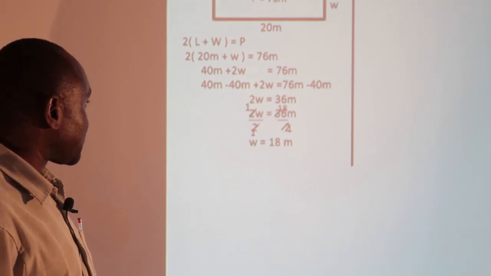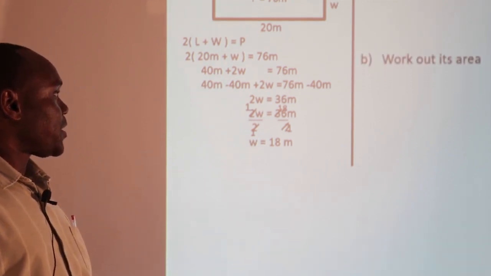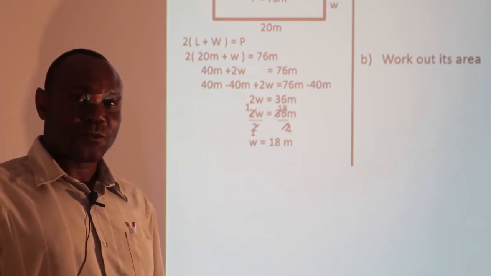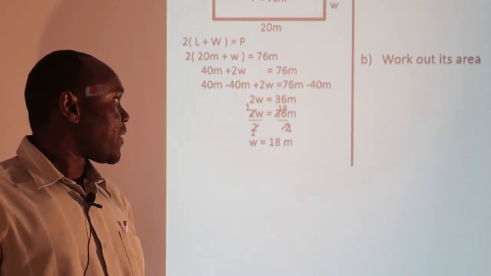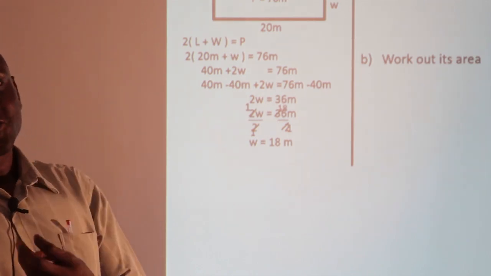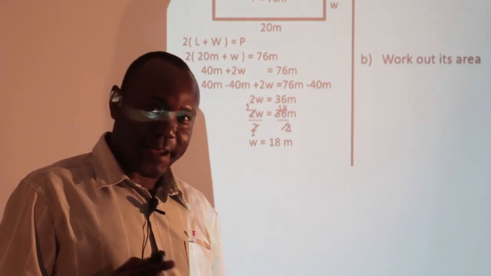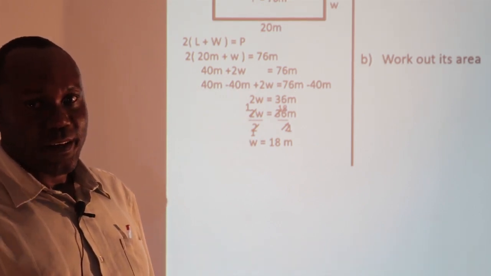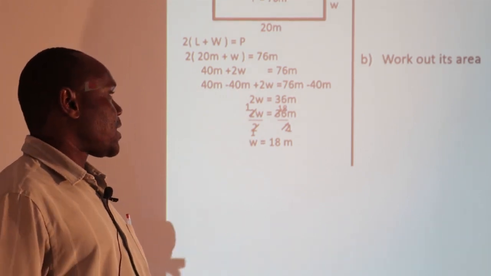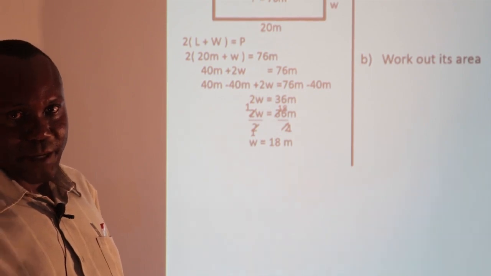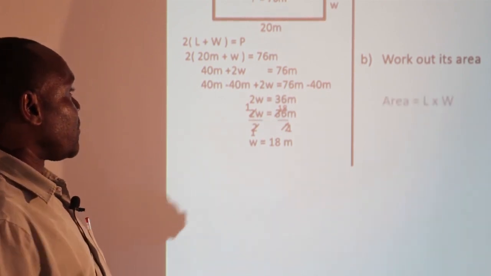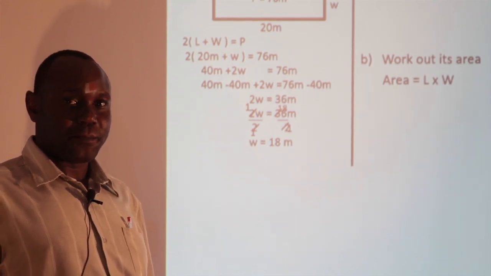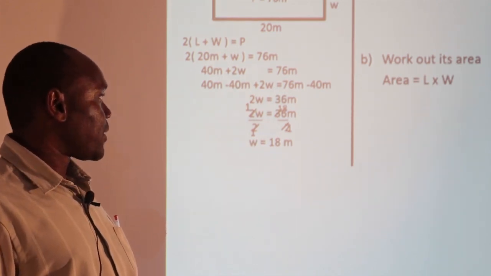Let's go and look at the next question. The next question is work out its area. We have to work out its area. Therefore, we must also know the formula for finding the area of a rectangle. The formula for finding the area of a rectangle is length multiplied by the width. We have it there. Area equals length multiplied by the width.